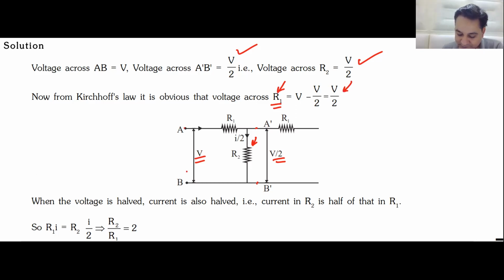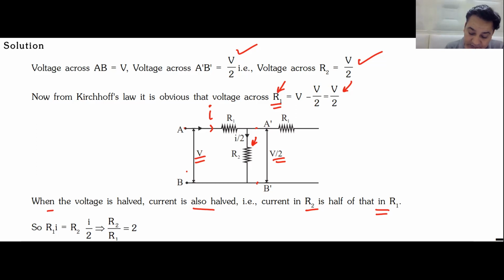Now, if I say the current in this branch is I, when the voltage is halved, the current will also be halved. The current in R2 will be half that of the current in R1. Do we understand this? Yes, sir. Because the voltage has been halved, the current has to become half.